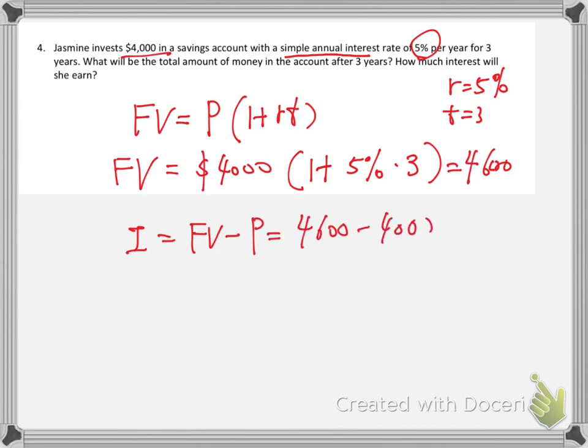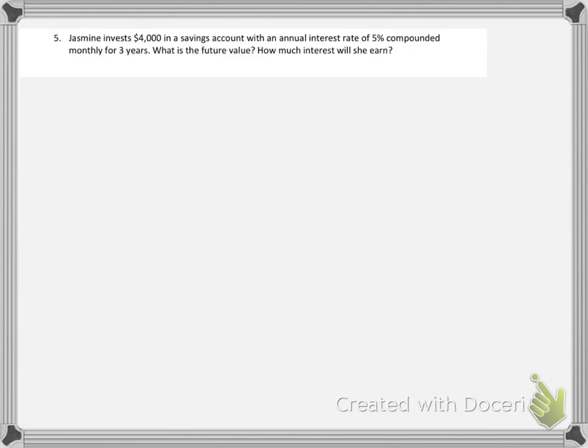Then we got $600. So you have to remember this formula for simple interest. Okay, so the next question is compound interest. So we have a different formula, right?